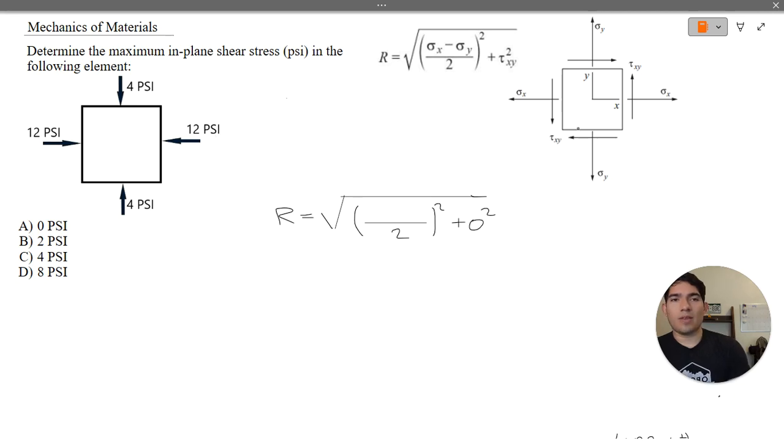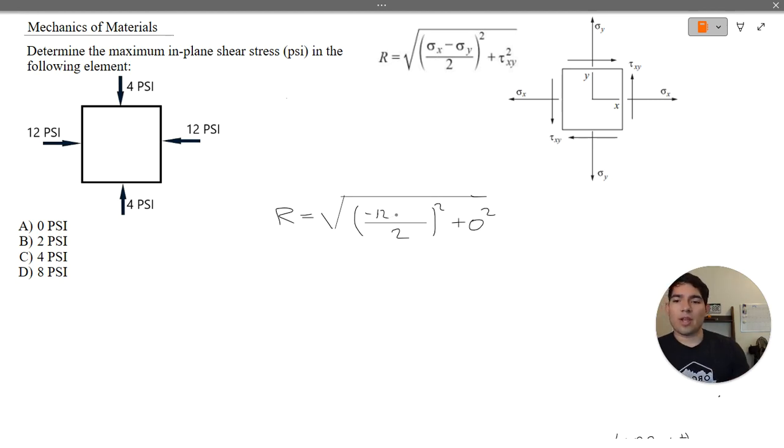So if it was in tension, it would be positive according to the diagram we were given in the FE review manual. But because it's in compression, we're going to put negative 12 instead of positive 12 here, which is where the applied force in the x direction goes according to our formula.